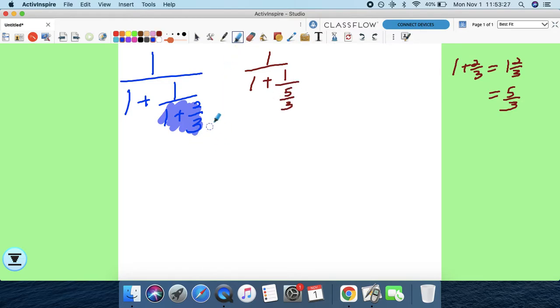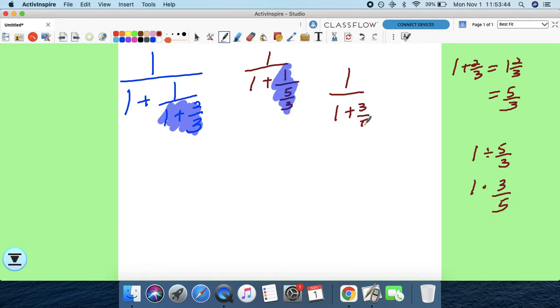Now that we've done that, let's focus on this. So everything else stays the same. That's the 1 over 1 plus, and we're going to divide here. I'm going to pull that on the side. It's 1 divided by 5/3, which is the same as 1 times 3/5. So this whole shaded area becomes 3/5.